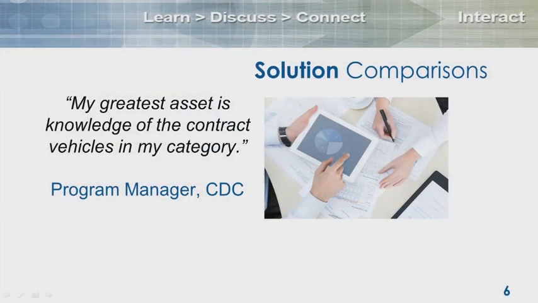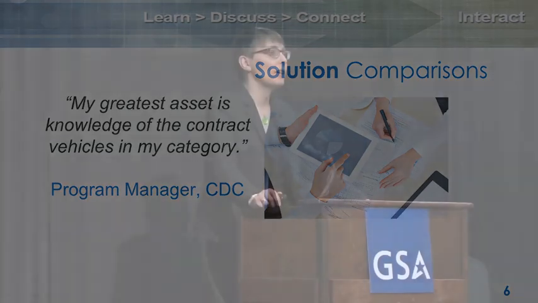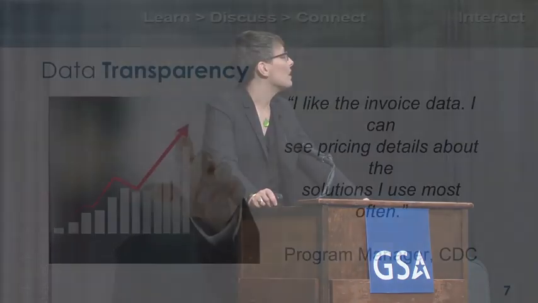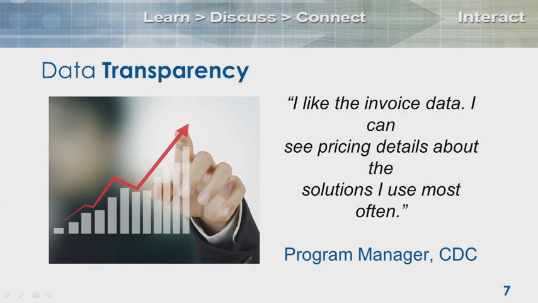From the program manager at the CDC: their greatest asset is being able to understand the contract vehicles in their category, so they know what the options are, what's already been done, and then they can make a conscious decision of whether or not something meets their needs or they need to go with an open market acquisition. And then data transparency. I like the invoice data because I can see the pricing details about the solutions I use most often.